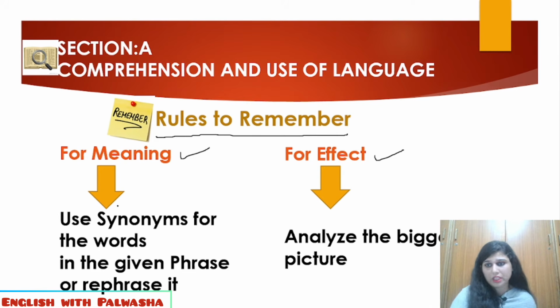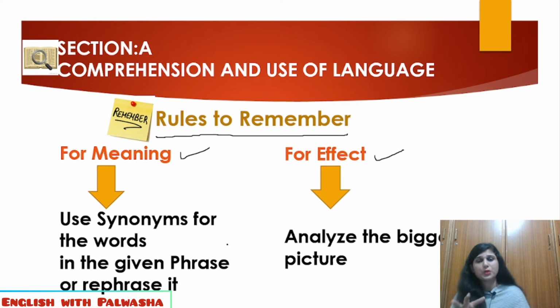In the meaning, you have to explain using synonyms for the words in the given phrase, or rephrase it. It is not actually just using synonyms for the words. Yes, of course you have to use synonyms for the words in the given phrase and rephrase it, but the game doesn't end here. It is more like the contextual sense. For meaning, first let me talk about it.